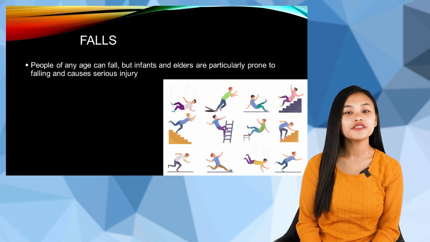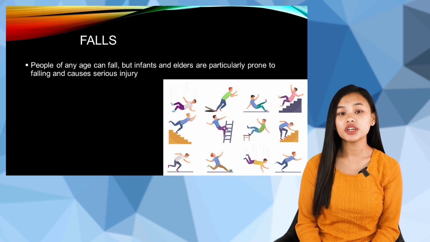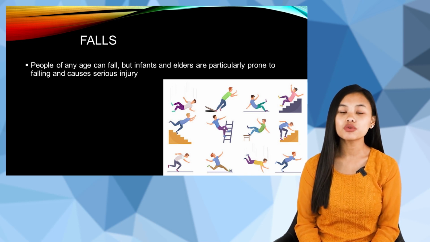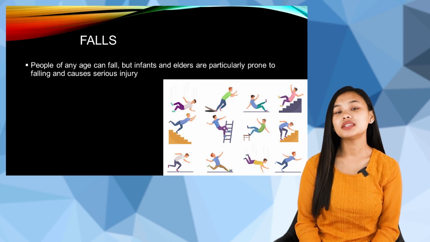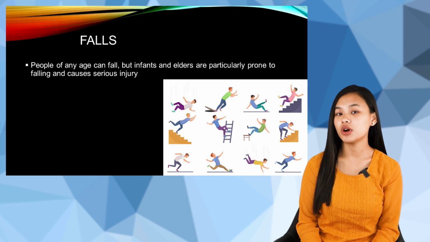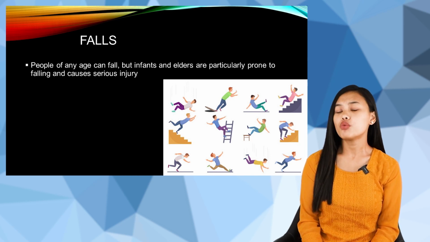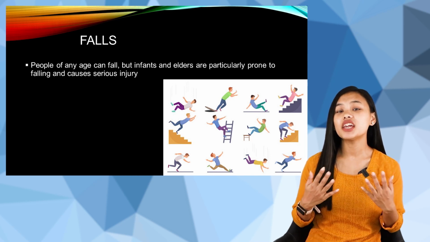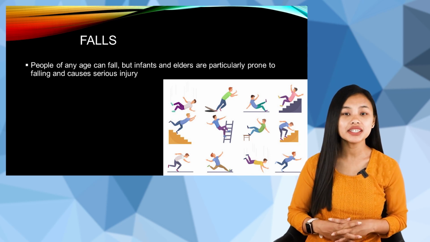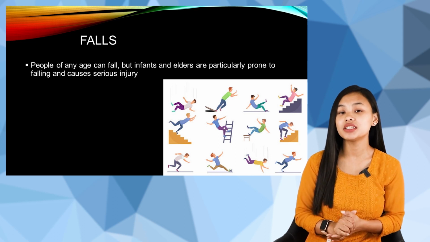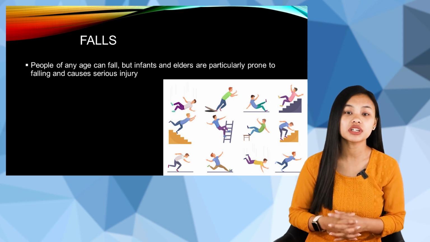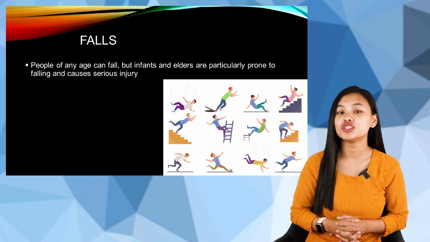So under this, the first thing we are going to discuss is falls. As we know, this is a common hazard that can happen to anyone at any point of time. Why? Because people of any age can fall. However, falls are usually common in infants as well as in older adults, and they can sometimes cause severe injury. So care must be taken that we avoid falling, right?